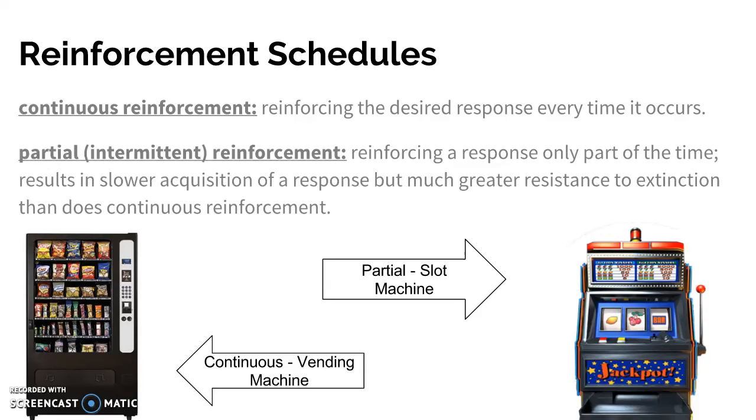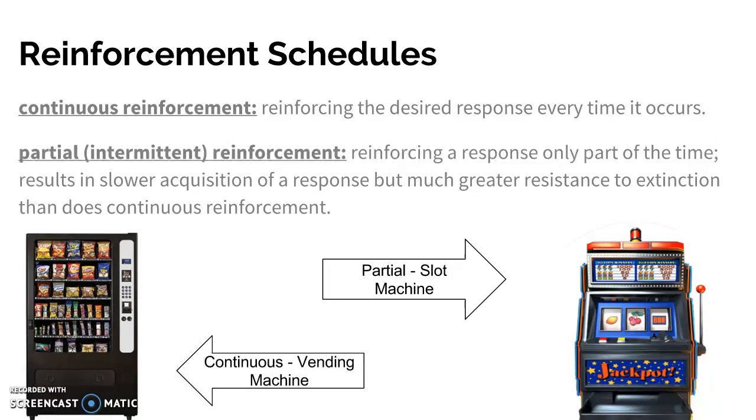Okay, now I know vending machines don't always work, sometimes they get stuck, but for the most part, when they're operating well, a vending machine is an example of continuous reinforcement. You put your money in, you get your food every time. It's not going to say, oh, sorry, you don't get it this time. Maybe try 5 more. I know that does kind of happen, but theoretically, you're supposed to get it every single time.